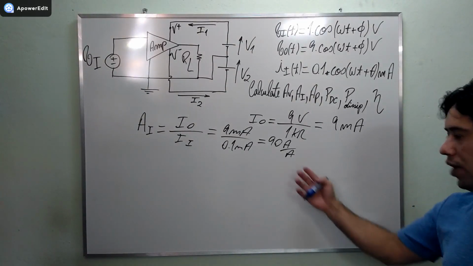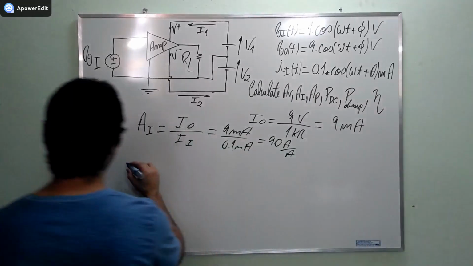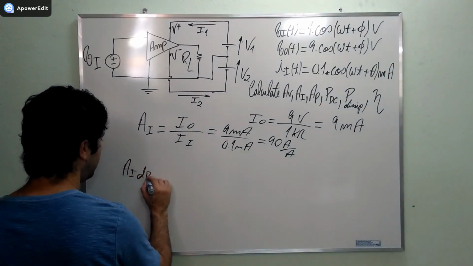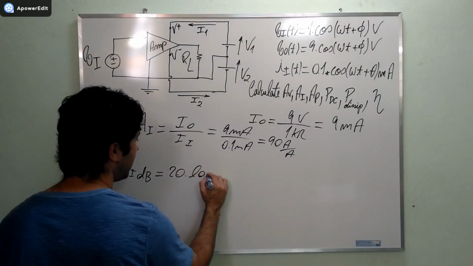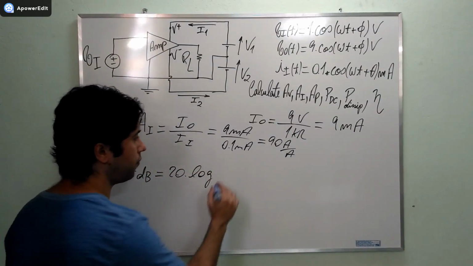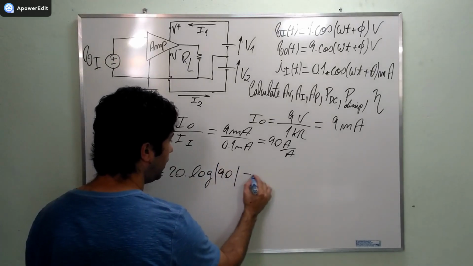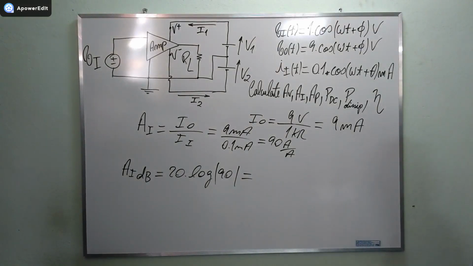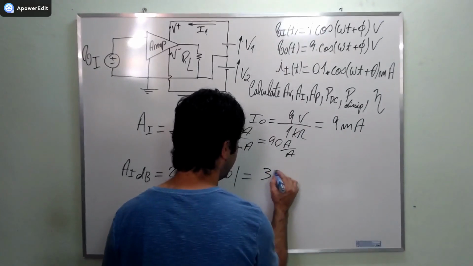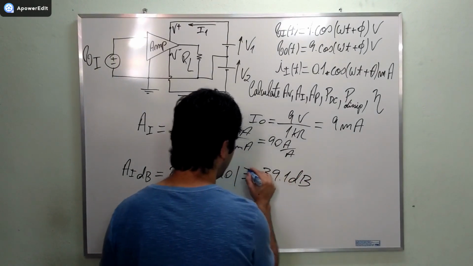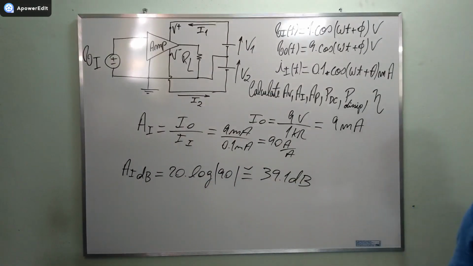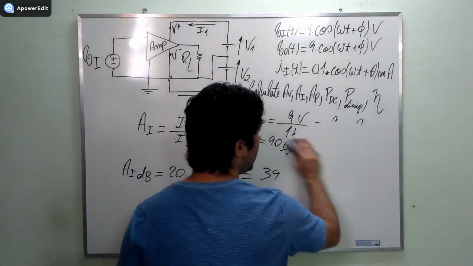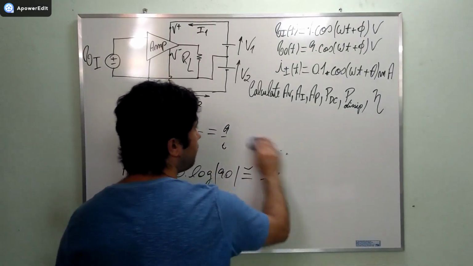Alright, my friends, now let's express this in decibels. AI in decibels is going to be equal to 20 times the logarithm of 90. According to my calculation, I already calculated it, and this is 39.1 decibels. Are you understanding everything? It is easy. Let's calculate other things.